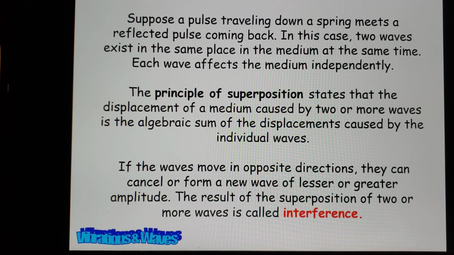The principle of superposition says that the displacement of a medium caused by two or more waves is the algebraic sum of the displacements caused by the individual waves. And we can get interference.